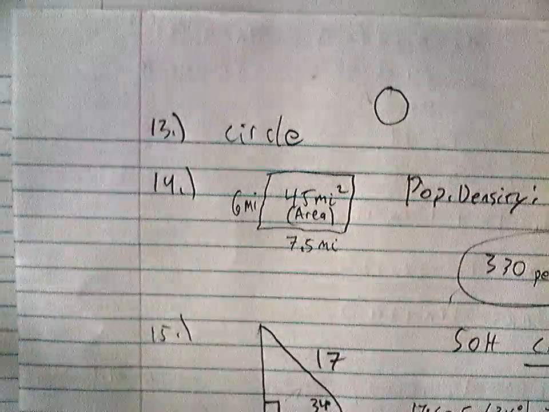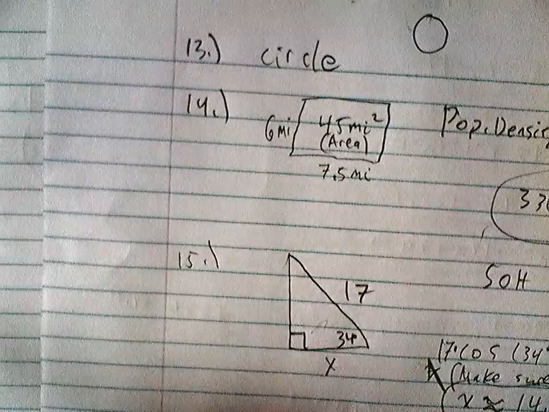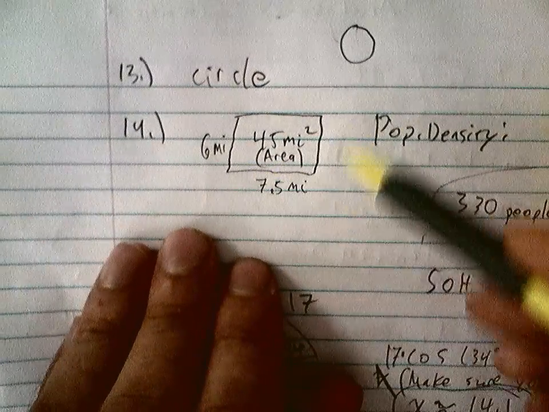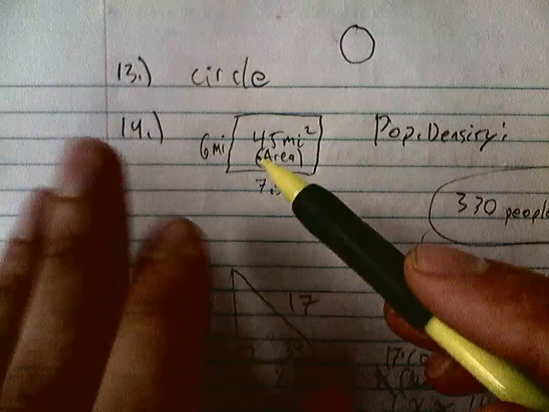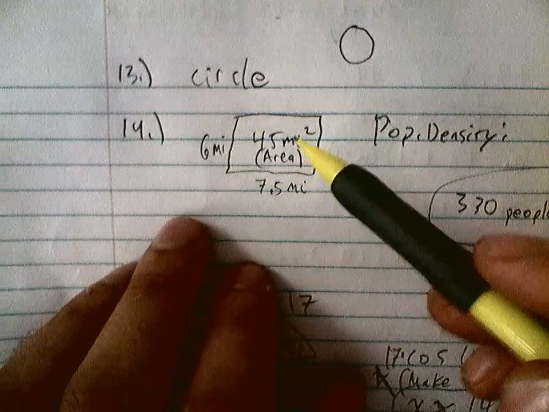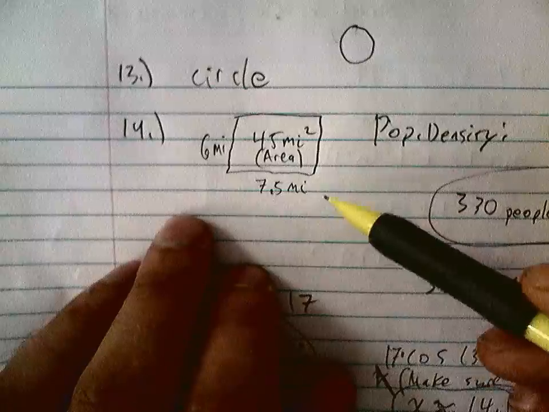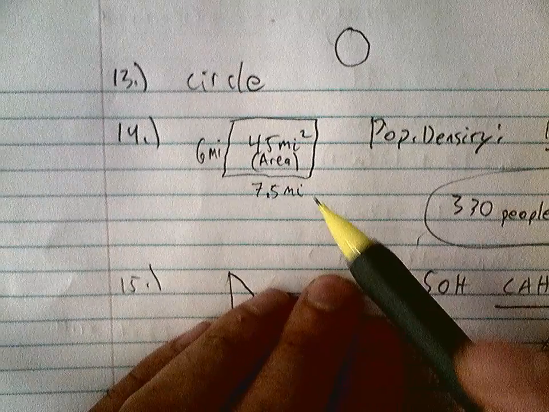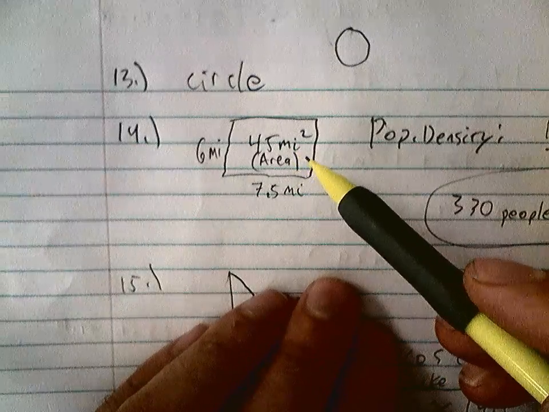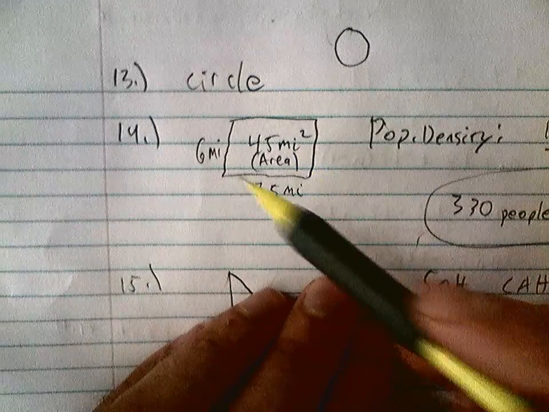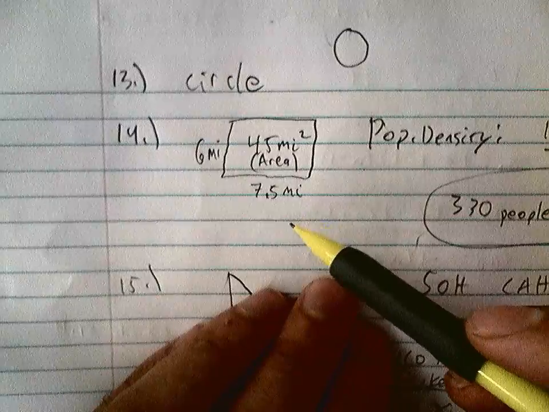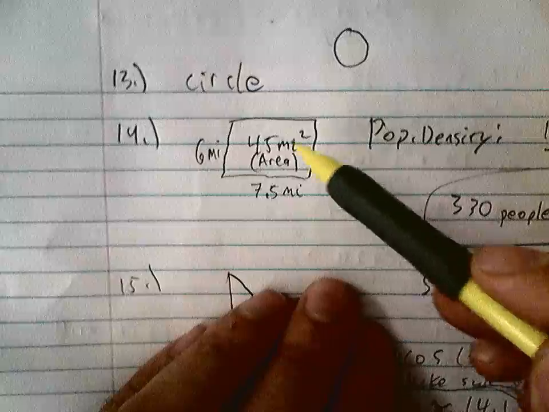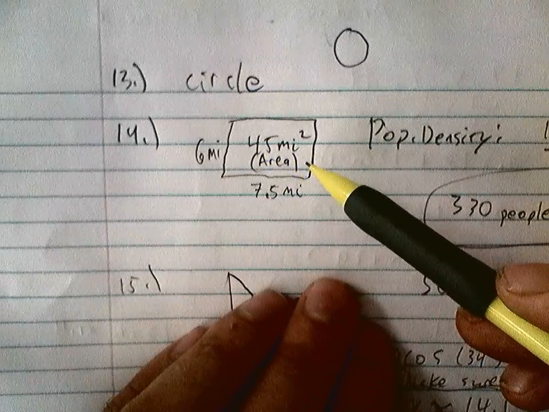Alright, number 14, that was the population density problem. So we were told that the shape of this town could be modeled by a rectangle, approximately by a rectangle, with dimensions 6 miles by 7.5 miles. So first thing I had to do in this problem was figure out the area. So if it's a rectangle, all we've got to do is multiply the length and the width together. So 6 times 7.5, well, that's 45. So the area of this town is 45 square miles.